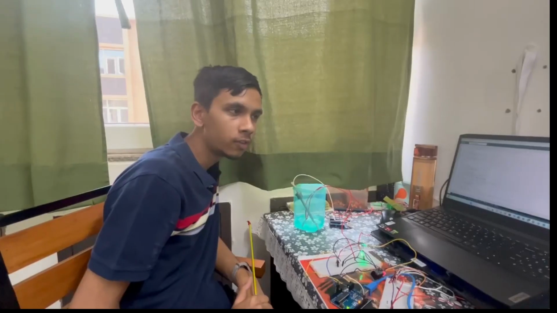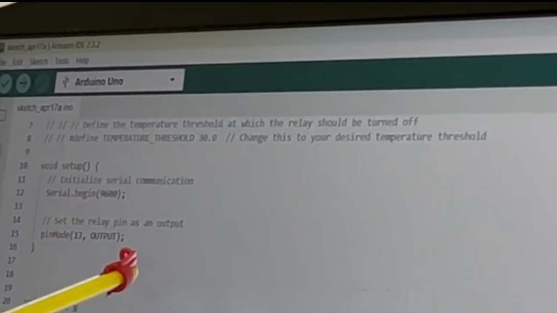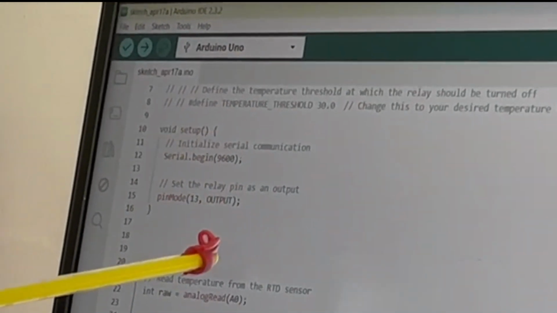Hello everyone, now I am going to explain the code for this project. In void setup, we are giving Serial.begin(9600). This defines the rate at which the bits are transferred, and in the pinMode, we are giving digital 13, from which the output is taken.